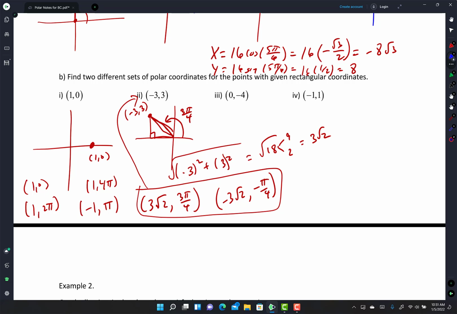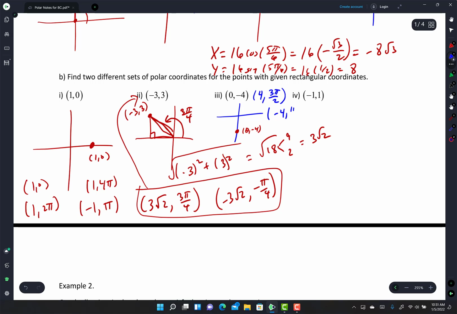Okay. So this one here, 0, negative 4. So 0, negative 4 is down here. I'll do it in blue. So let's see, we can say 4, comma 3 pi over 2. Give me another one, Viyakana. Make it a negative 4, pi over 2.